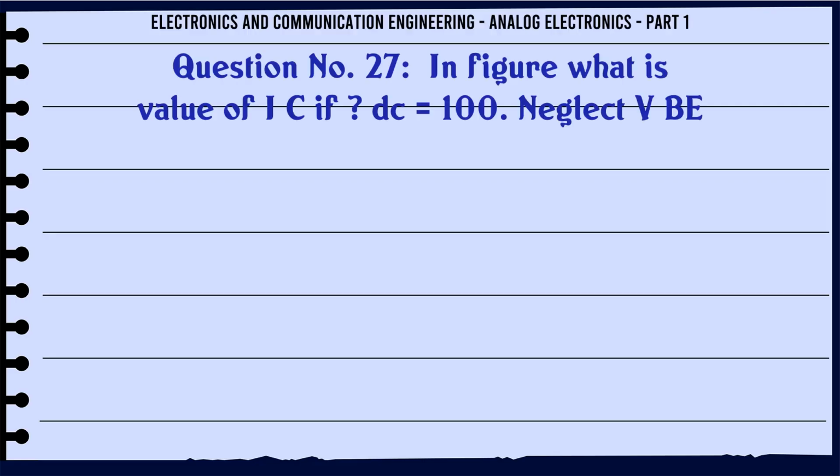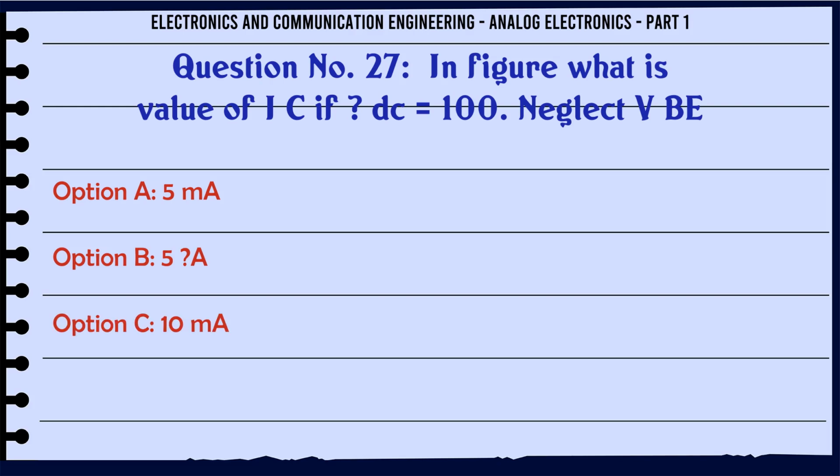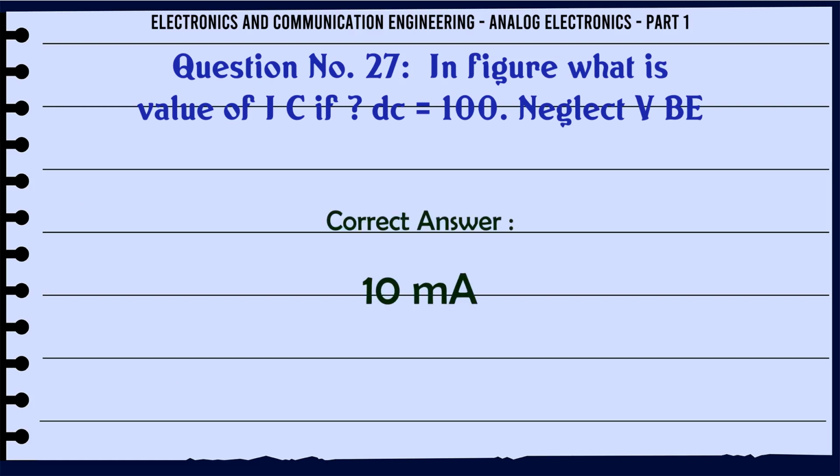In the figure, what is the value of IC if beta DC is 100? Neglect VB. A. 5 mA, B. 5 A, C. 10 mA, D. 10 A. The correct answer is 10 mA.